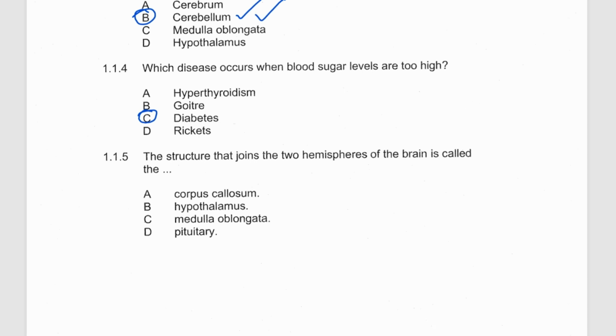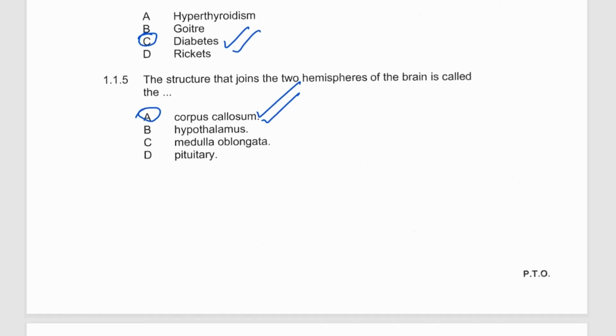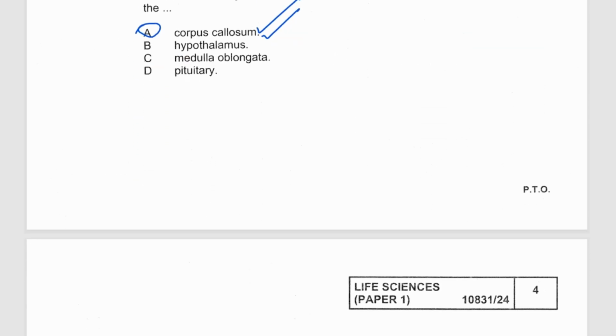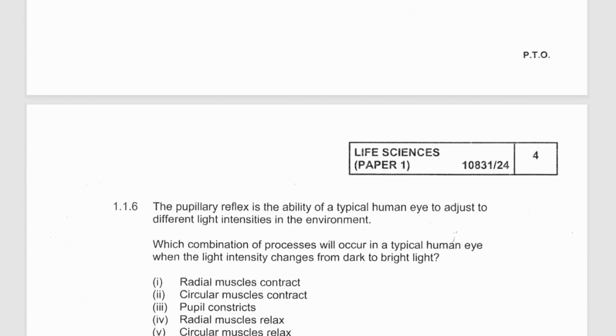For 1.1.5, the structure that joins the 2 hemispheres together. We talked about it. We said it is the corpus callosum. So you get 2 marks there, you get 2 marks there. So I think here you got all those 2 marks, and it means that you got 10 out of 10 in that small section.